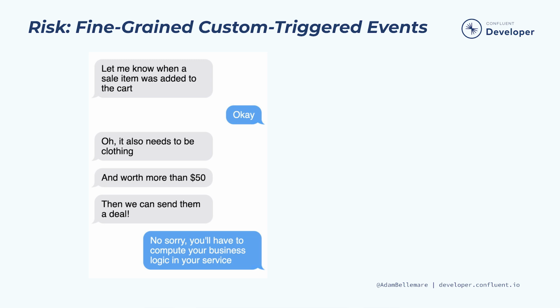Another risk involves custom-triggered events, in most cases pertaining to delta events. While fact events may be triggered whenever a field in the event is updated, delta events are triggered whenever specific business logic conditions are met. For example, item added to cart is triggered when an item is added to the cart. However, you may run into consumers requesting custom notifications for when the conditions of increasingly complex scenarios are met. In this case, the requesting consumer wants to know when a sale item was added to the cart, but only if it's clothing and only if it's worth more than $50.